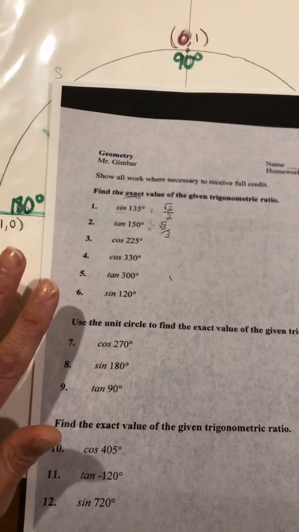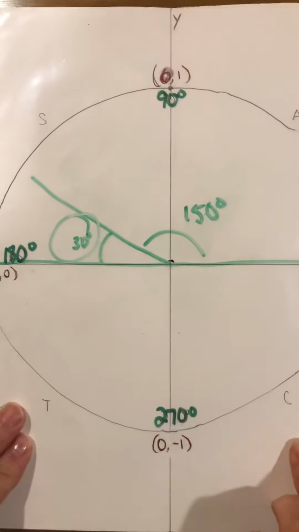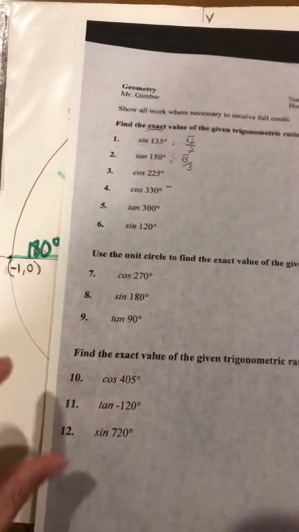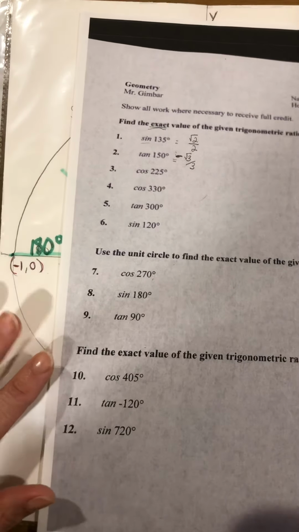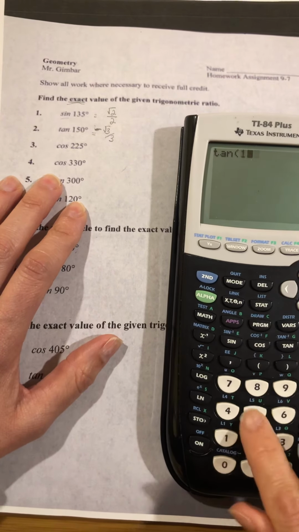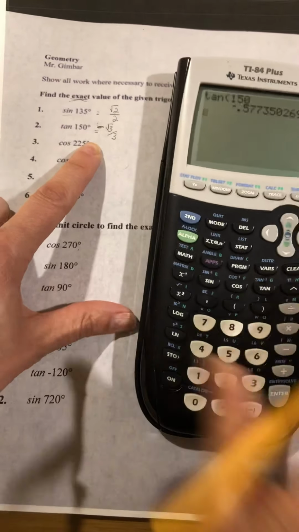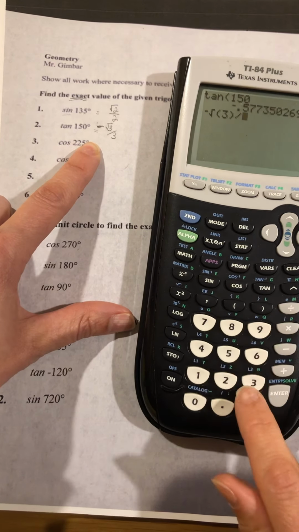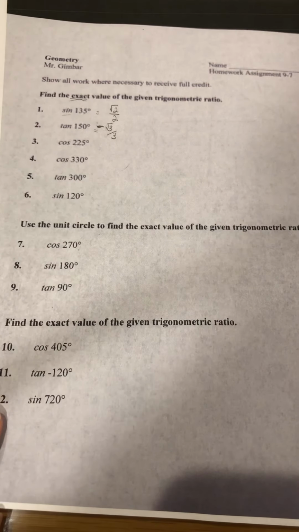Okay, and then we always want to check the signs. So we have to think about the all students take calculus trick. And we're in the second quadrant again, so only sine is positive in this quadrant. So our answer is actually going to be negative. And then if you want to check this, you do tangent of 150, and it gives you that decimal answer. And then you put in your answer, negative radical 3, close parentheses, divided by 3. And because the decimals match, we know that we are right.